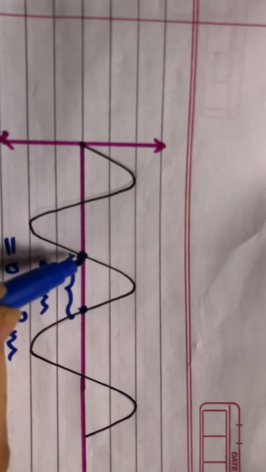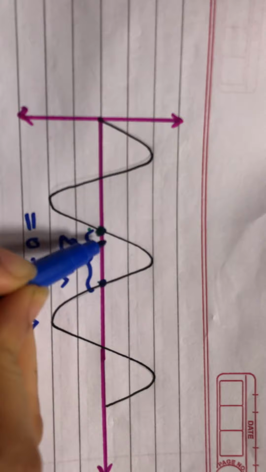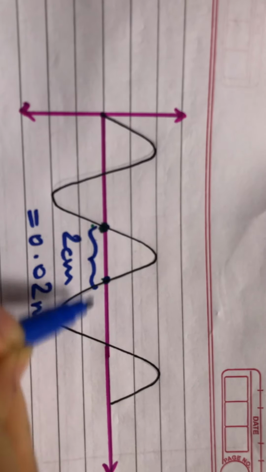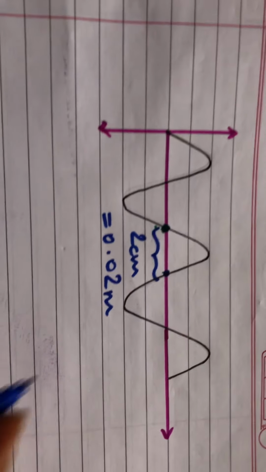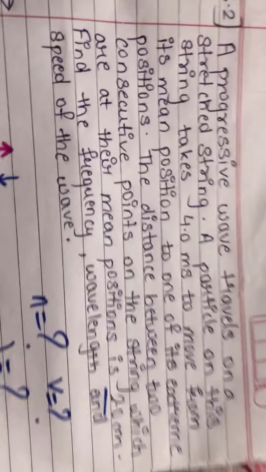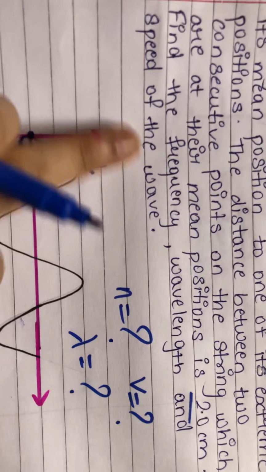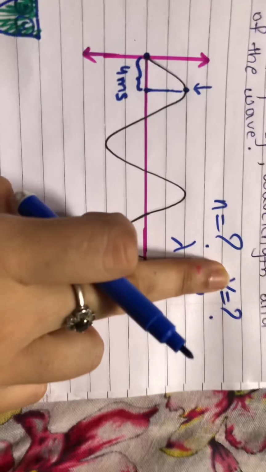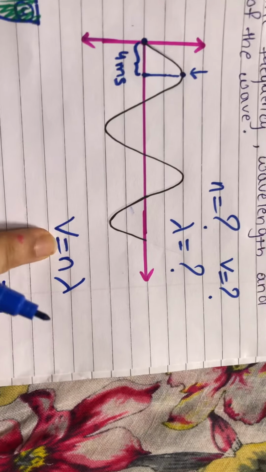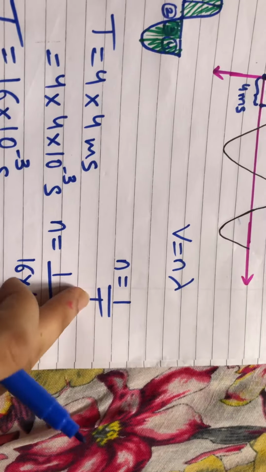See, if I take this as the mean position, the next or consecutive point is this. So the distance between these 2 points is 2 centimeter, which is 0.02 meter. Find the frequency, that is n, wavelength, that is lambda, and speed of the wave, that is v. What is speed v? The formula is v is equal to n lambda, and the formula for frequency is 1 upon T. T is nothing but time period.